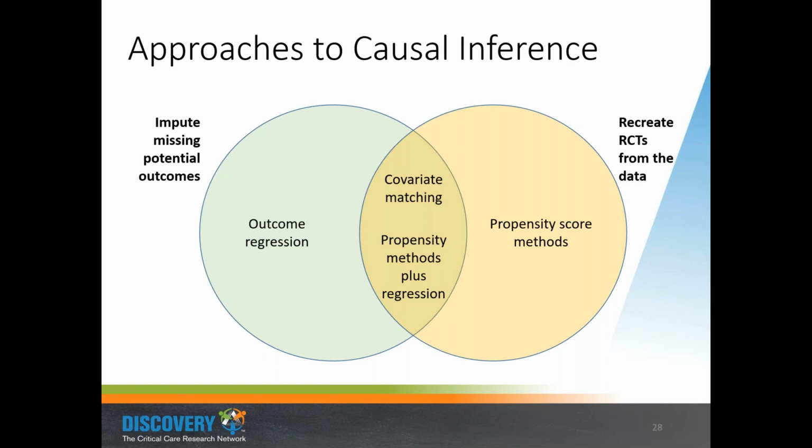So for imputing, there's outcome regression. For the Mini-RCT, all the propensity score methods are essentially trying to find Mini-RCTs. And you can do both, like propensity methods plus regression, or covariate matching. You can also think of doing both of these at the same time. But as I said before, covariate matching is really hard to do in practice.